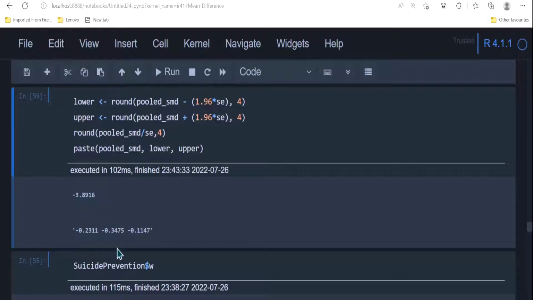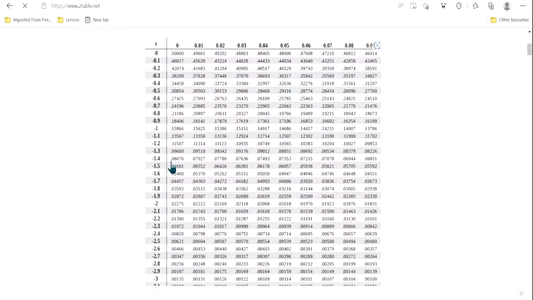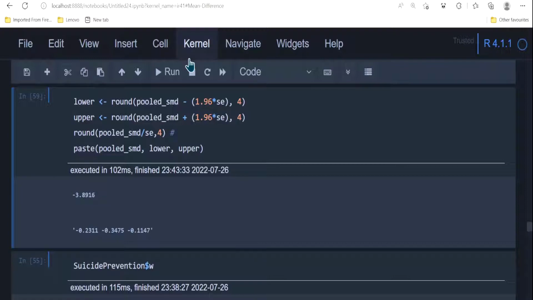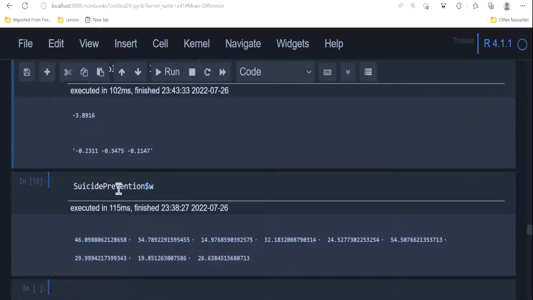If we want the p-value, we can see that the interval is not passing through 0, so that means our pooled effect size is statistically significant. But we can approximately see the p-value in this z table. This is minus 3.89, and this is the one-sided p-value, which is about 0.0005. It's highly significant, but this is one-sided, and for two-sided we have to multiply by 2. So our p-value would be about 0.001, with 3 zeros. So that's our p-value. Now we have everything.